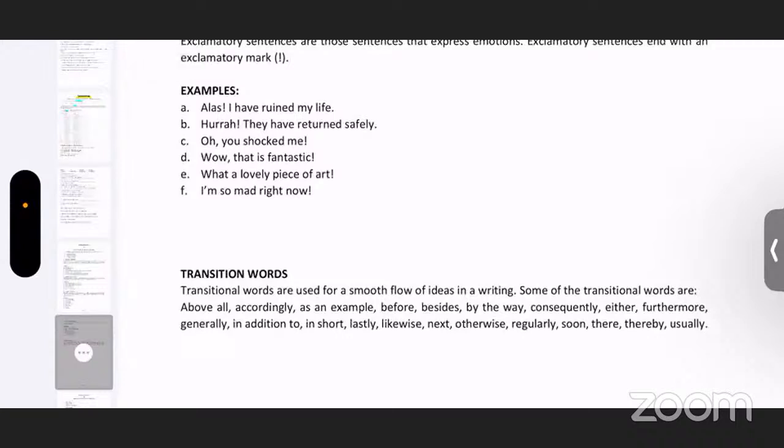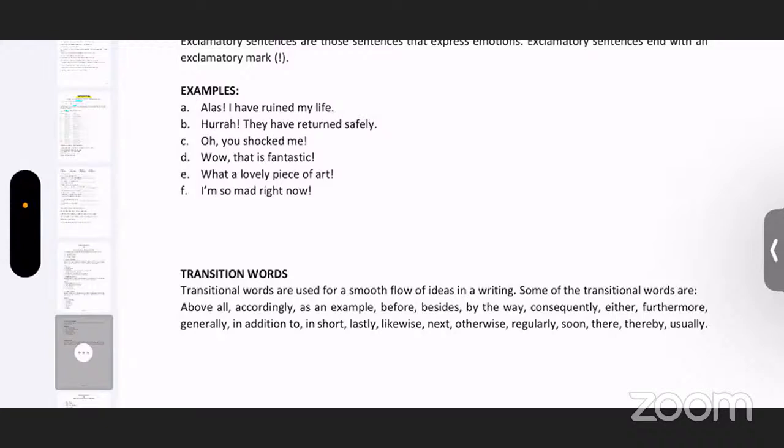Alas, I have ruined my life. Somebody is sad, somebody is disheartened, somebody is down to the ground and has actually dug their own grave. Why? Somebody is expiating, somebody is feeling guilty about something. That's why the person is saying that I have ruined my life, and that's why the person is clearly sad. Hurrah! They have returned safely. That means somebody is expressing joy that somebody has come back, returned safely.